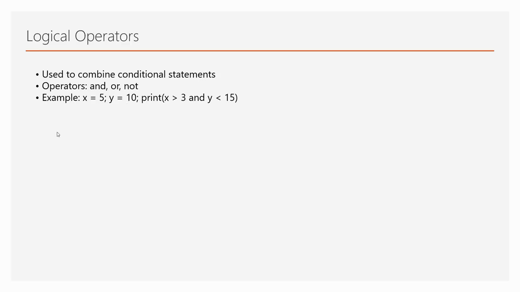Okay, like over here, let us see an example. x is equal to 5, y is equal to 10. Print x is greater than 3. Yes, x is greater than 3, and y is less than 15. So yes, 10 is less than 15, both the conditions are true, so the output will be true because both are true, and it's an and operator. Okay, this is how it works.